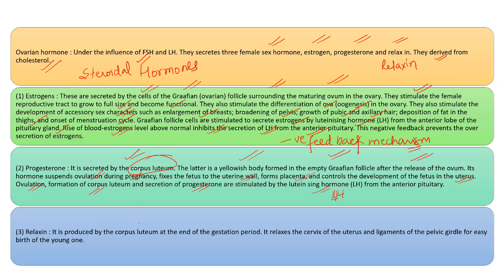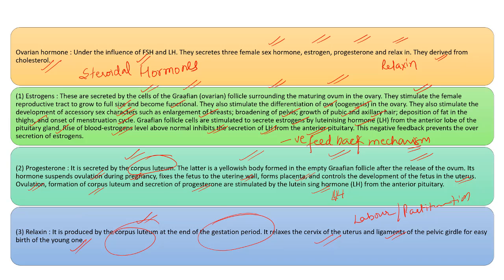Relaxin is produced by the corpus luteum at the end of the gestational period. It relaxes the cervix of the uterus at the time of labor or parturition, which is the delivering of the baby. The ligaments of the pelvic girdle become relaxed, and it makes the passage easy for the delivering of the young one.